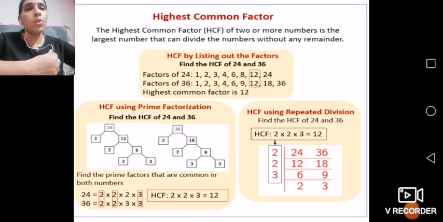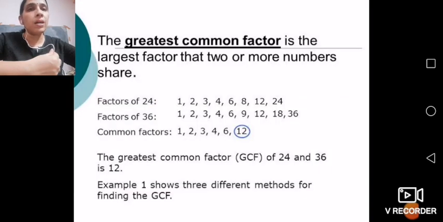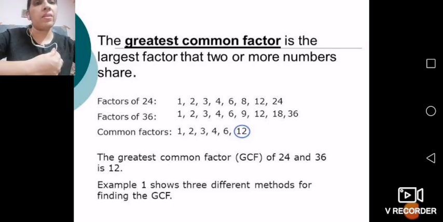So more often we are going to use the method of listing out the factors, because you have to find the common factors of given numbers. Now the other name of HCF, which I have already told you, is greatest common divisor. That is also called GCD, or greatest common factor. The method is the same, only the name will be different.